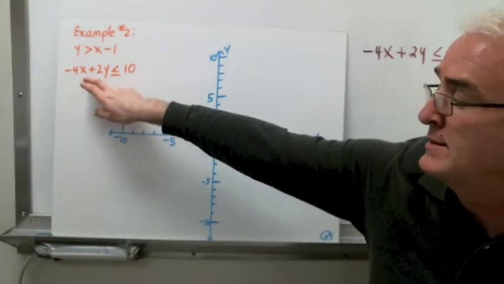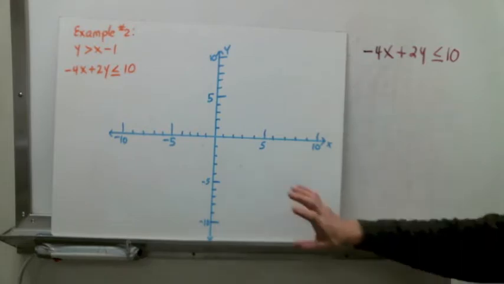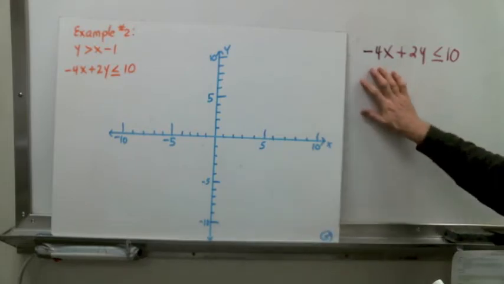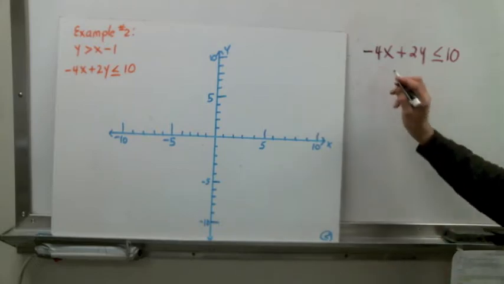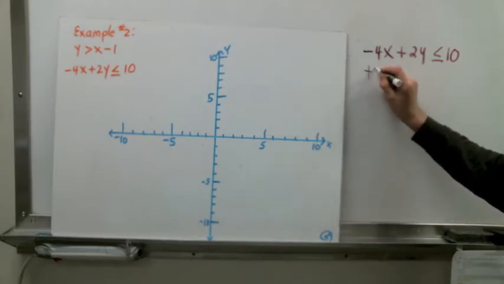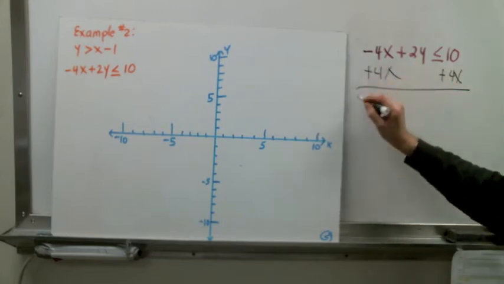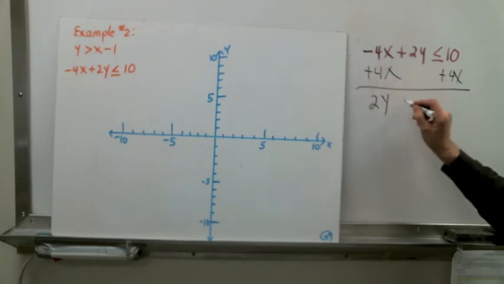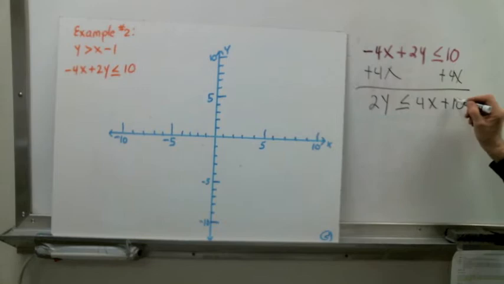The next one, though, is negative 4x plus 2y is less than or equal to 10. That one we have to do some work to get it prepared and make it easiest for us to graph on our coordinate graph. So I have the problem written over here. Our first step is let's move our 4x to the other side by adding 4x to both sides. Our problem then says 2y is less than or equal to 4x plus 10.